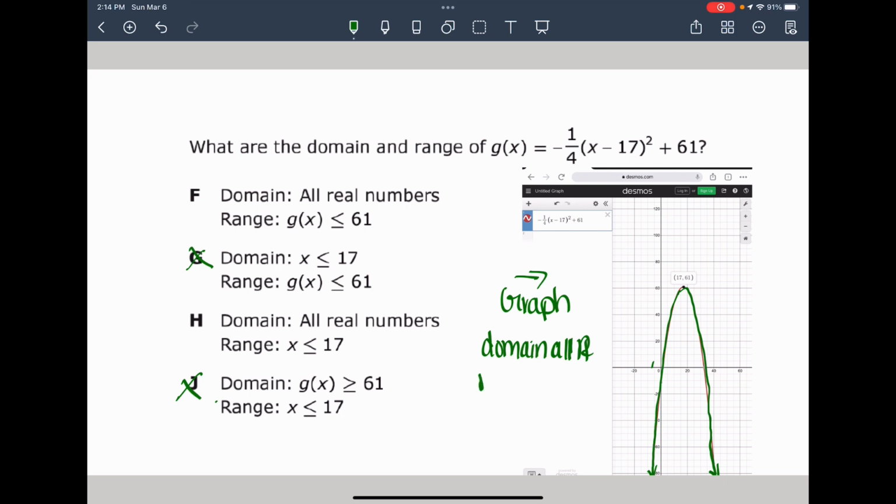So now let's think about the range. Remember, the range is all y values. So if we try to find the lowest value in y, well, this graph goes on forever in the lower direction, so there is no lowest value for y. There is a highest value because this graph comes up to y equals 61, and it doesn't go above that. So we know that it's going to be y less than or equal to 61. Remember, y is the same thing as g of x, which is the function. So this is g of x is less than or equal to 61. So that's how we get answer choice F.